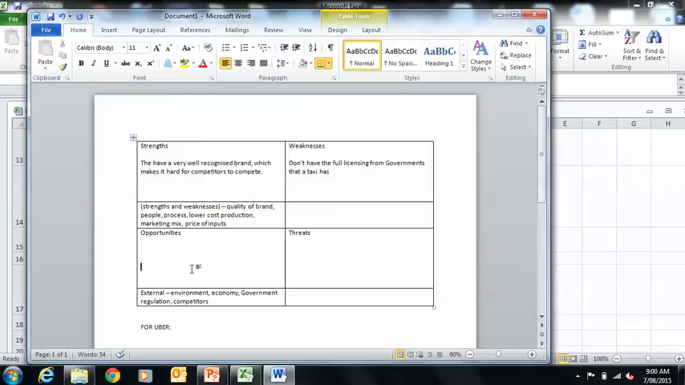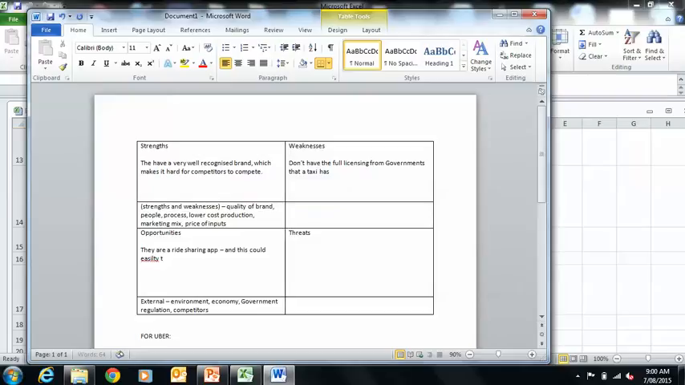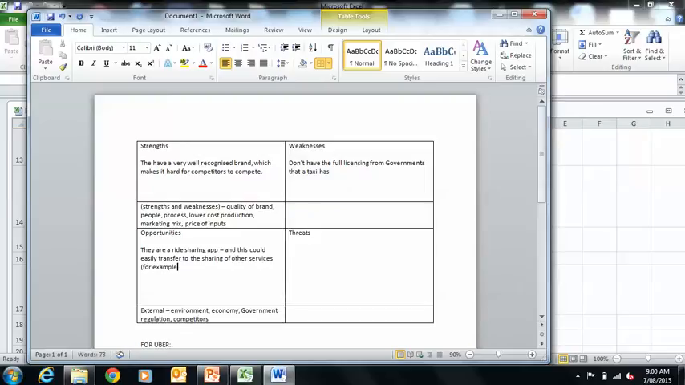What's an opportunity? One of the opportunities I said is that they are a ride-sharing app, and this could easily transfer to other services, for example, houses or cars, where people could, for example, if I went away on holidays for 3 weeks, no one used my car for that time, right? What a waste of a car.